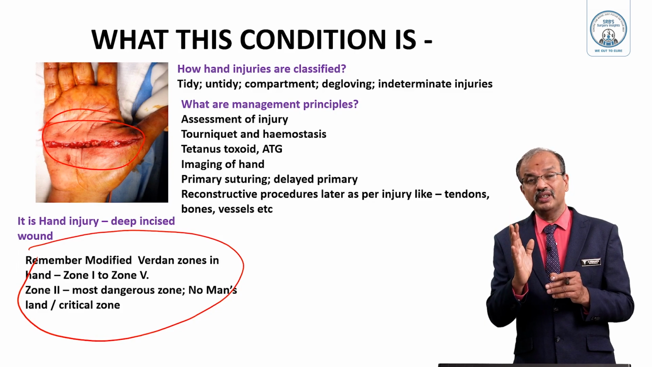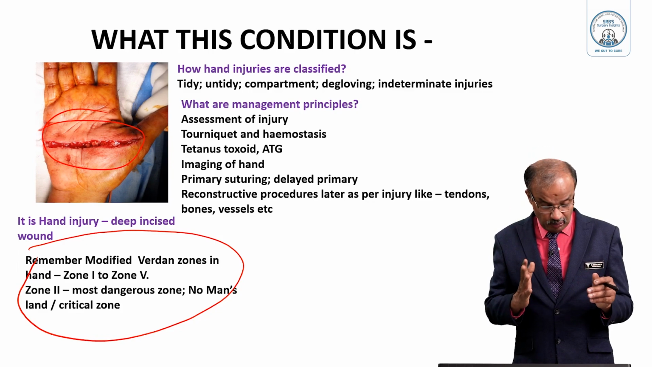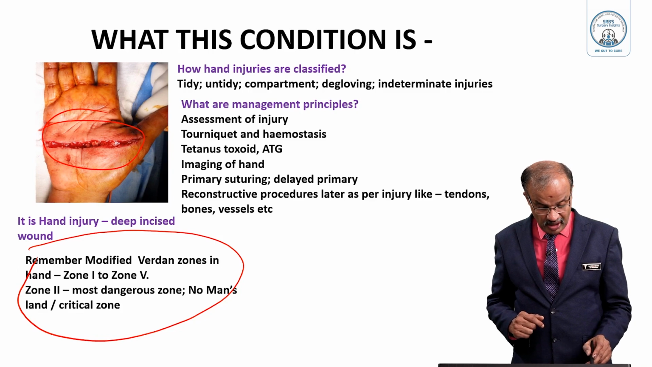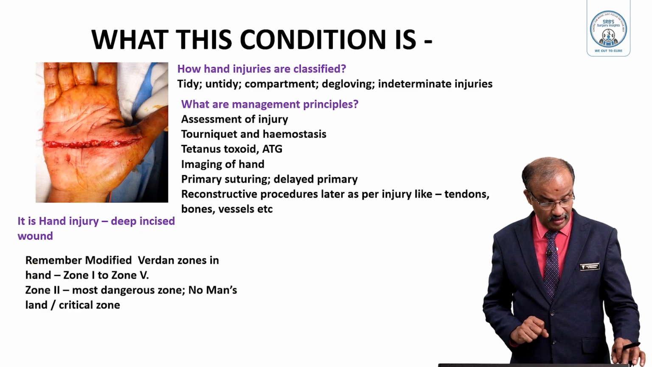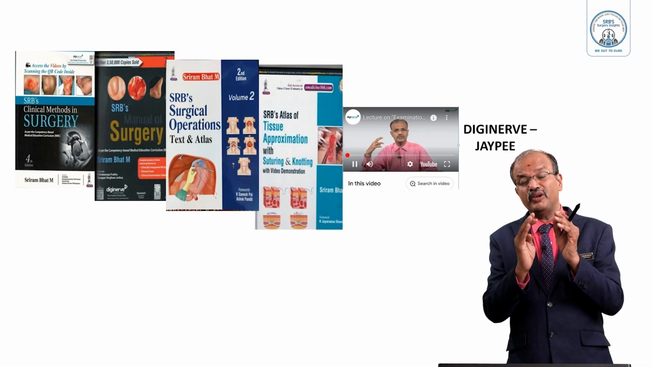No man's zone is zone 2. That is the point you have to remember: the critical zone in the modified Verdan zones of the hand. You have to always remember that point. So students, that is the basics of hand injury.